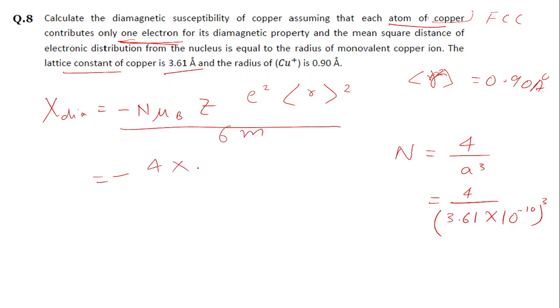Let me first calculate this n. This will be 3.61 to the power 3, which is 47.04. The final answer here will be 8.5 times 10 to the power 28 per meter cube. This is the number of atoms per unit volume. Putting that directly, let's go to the next slide.